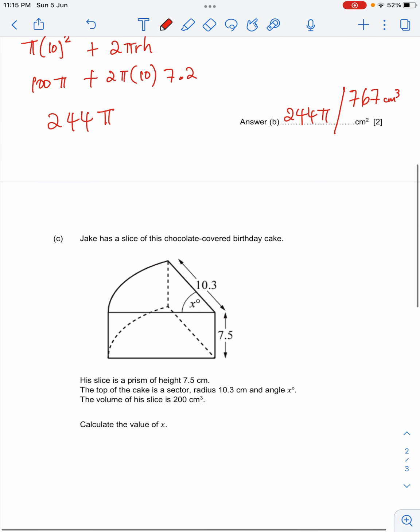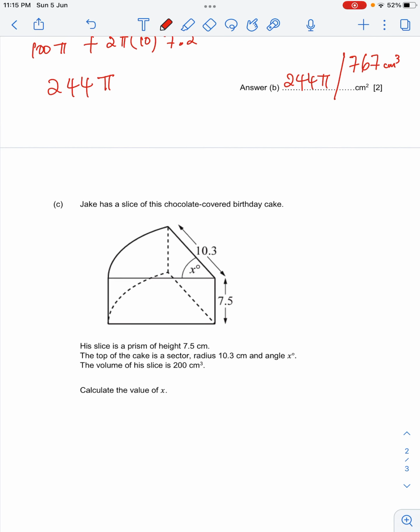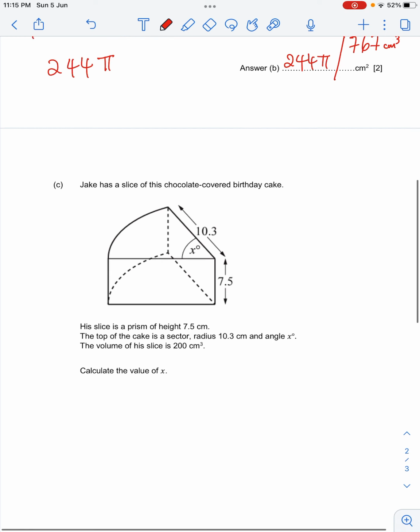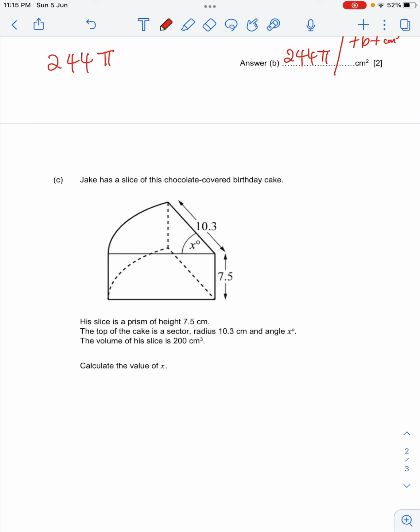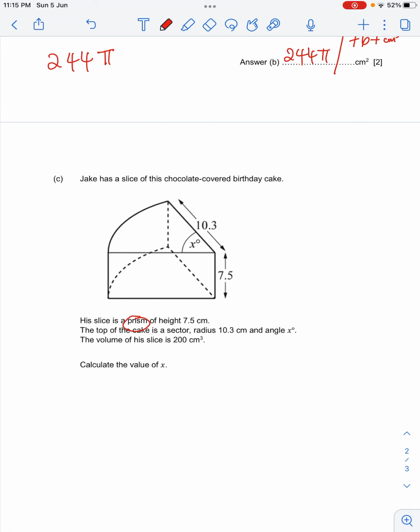Then you have part C. They say Jake has a slice of this chocolate covered birthday cake, and the slice is a prism. The prism is very important, and the height is 7.5, as you can see. Okay, right? So something that you should understand about the volume of any prism, okay, it is the cross section. Now, not just the cross section, but the area of the cross section.